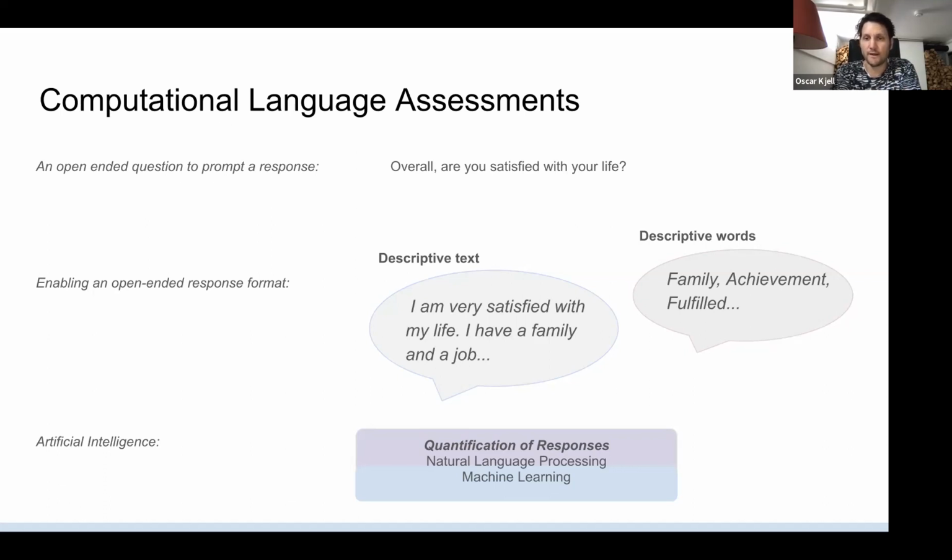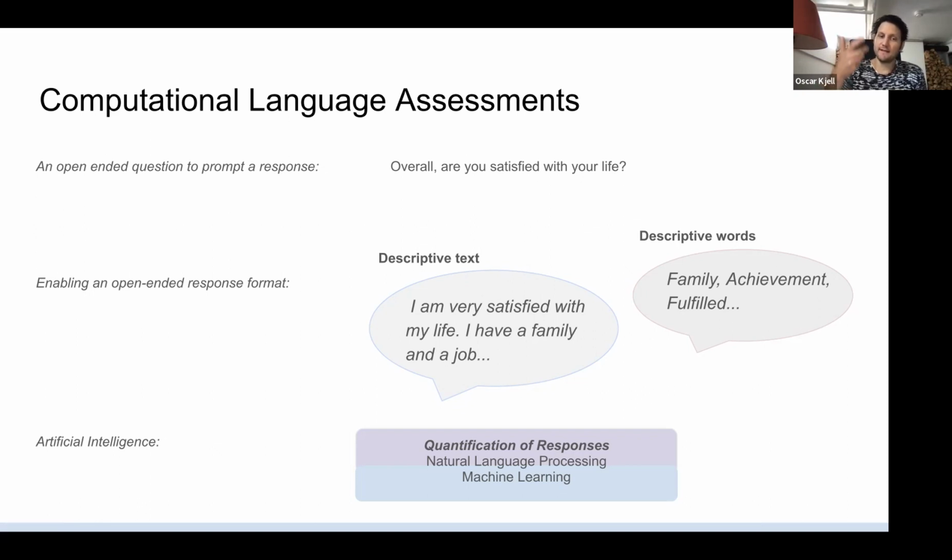We've also tried it with descriptive single words. So often we gave them 5 to 10 boxes, and then in each box they could write one single word. So for satisfaction, someone very satisfied could answer with descriptive words such as family, achievement, money, fulfilled. And we've also tried response formats that are a bit in between. So we've asked for descriptive phrases, or even to select from predefined item lists. That's an ongoing study that we have.